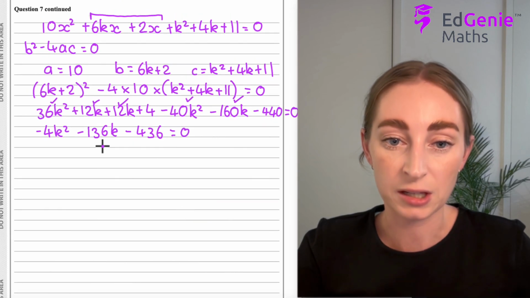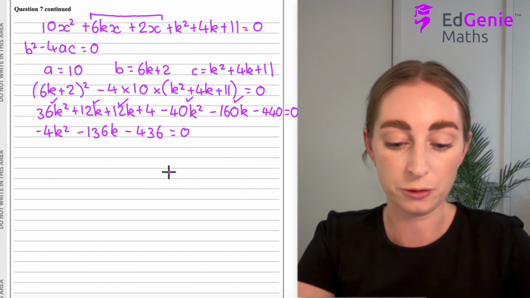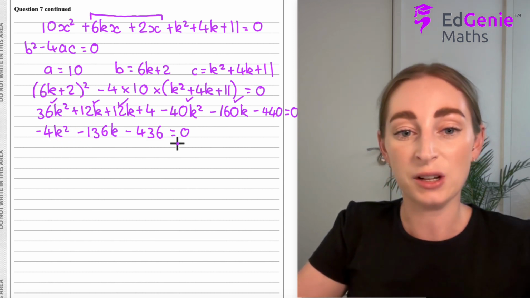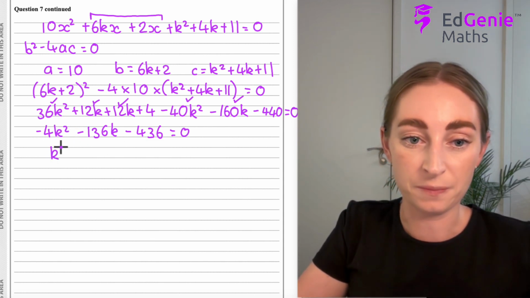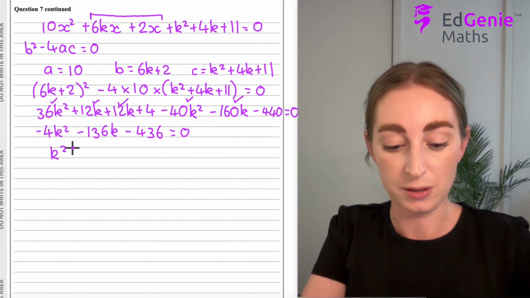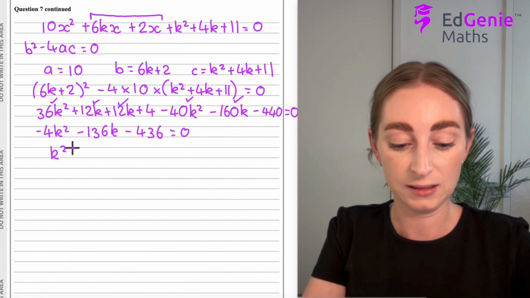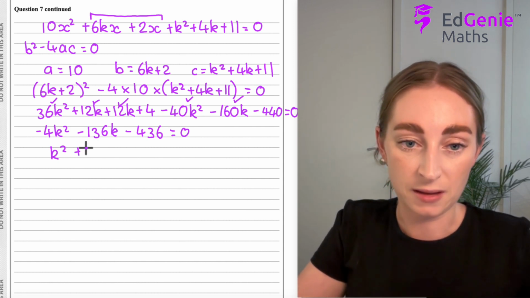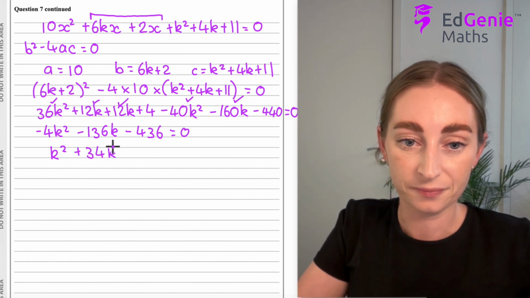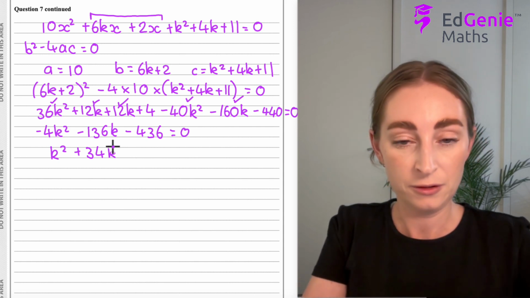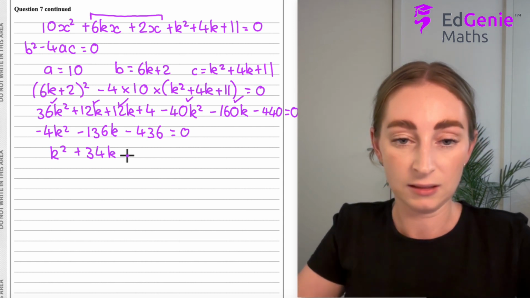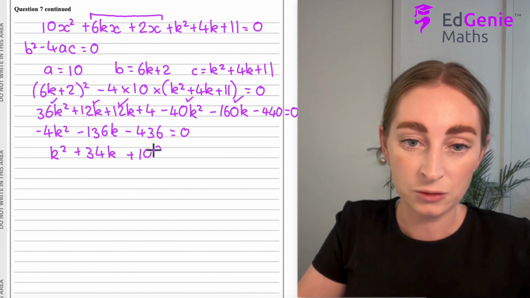No, just find. Okay, let's see. Can these two terms be divided by 4? Yeah, the first one can. Yes. Let's divide everything by negative 4. So 136 is going to be 34. 436 is now going to be 109.